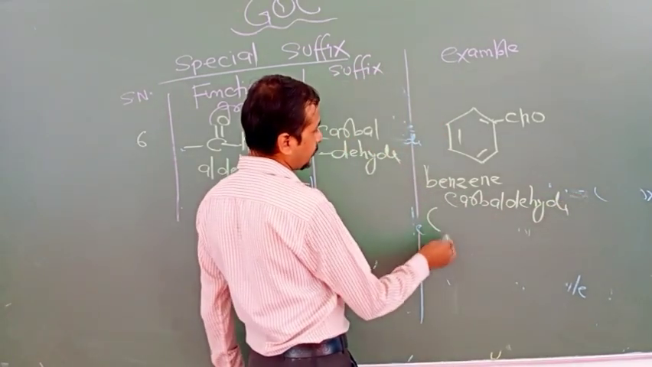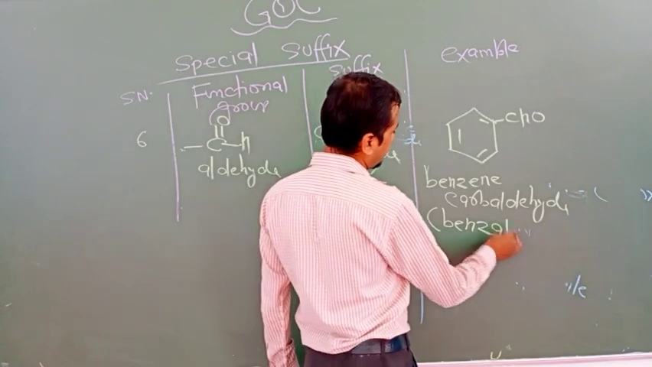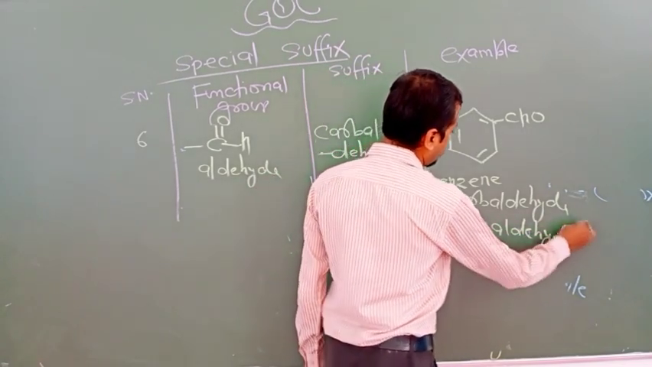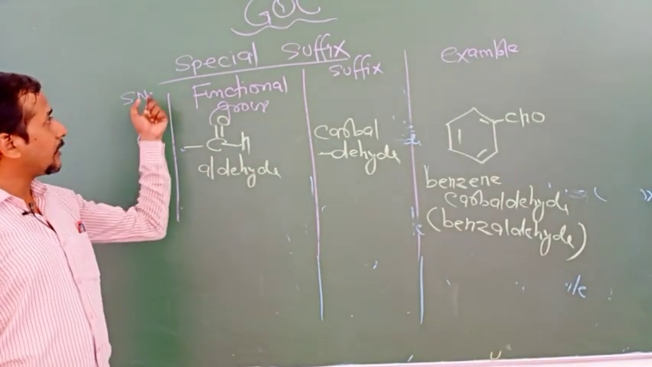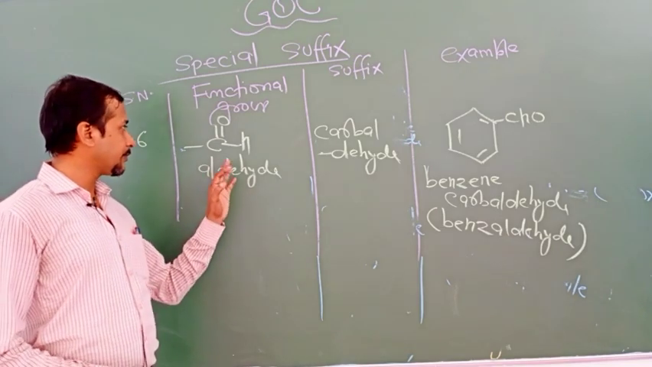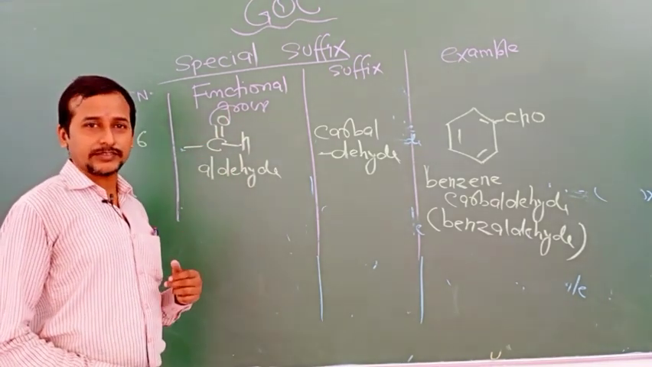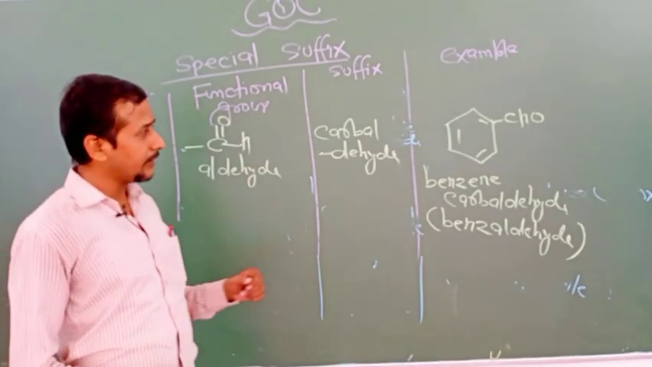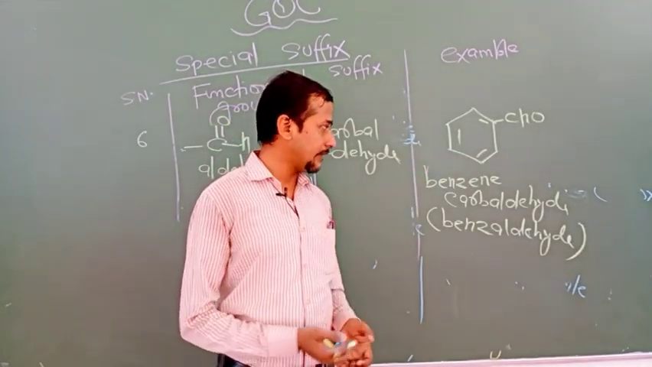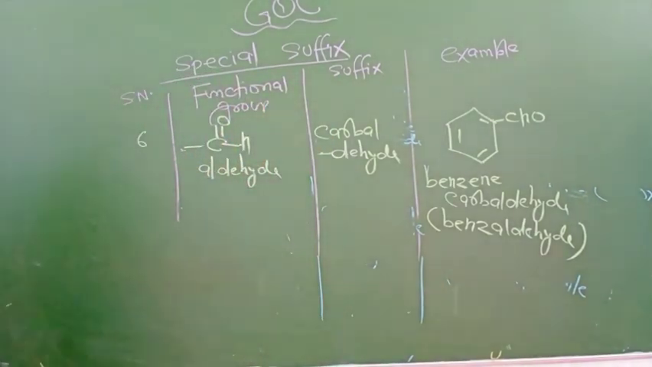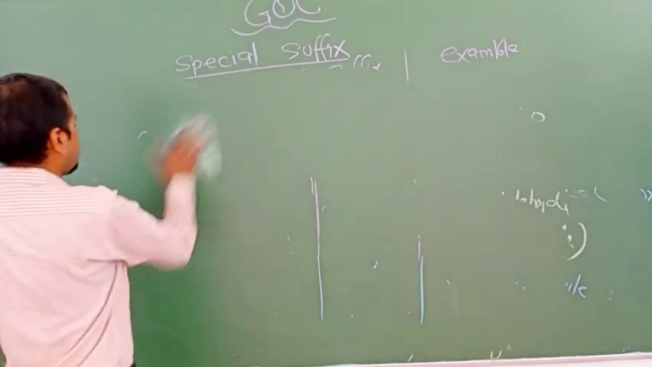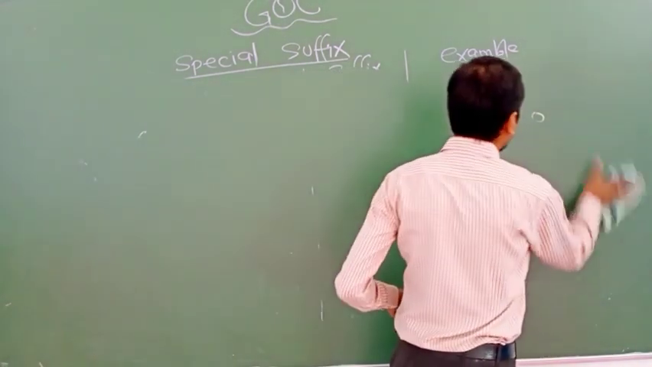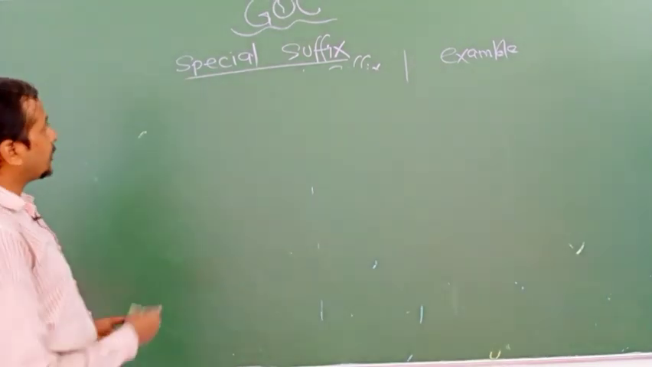and commonly it is known as benzaldehyde. So these are the special suffixes used when carbon-containing functional groups are attached with the ring. The ring may be aromatic or aliphatic cyclic ring. Now some more examples you can note down, on how to write the name of a given compound using the special suffix.